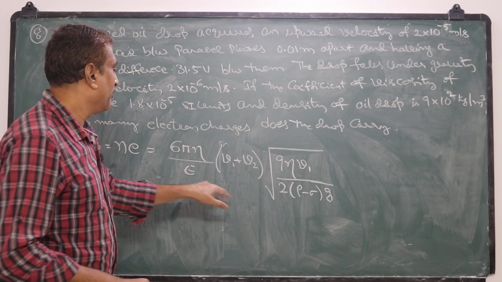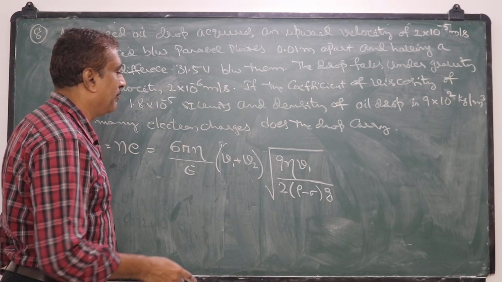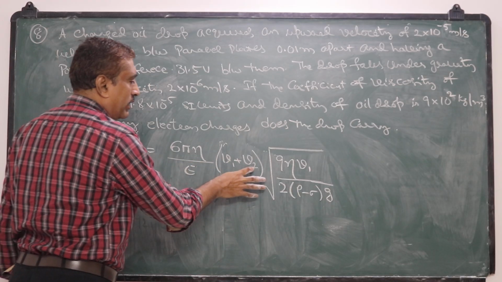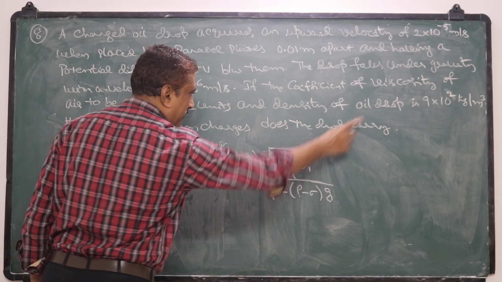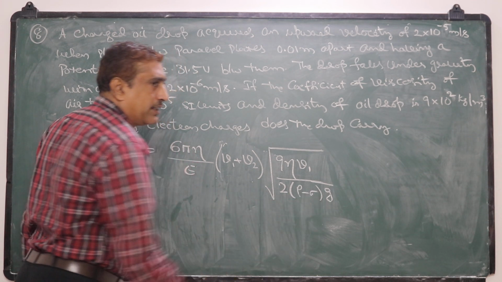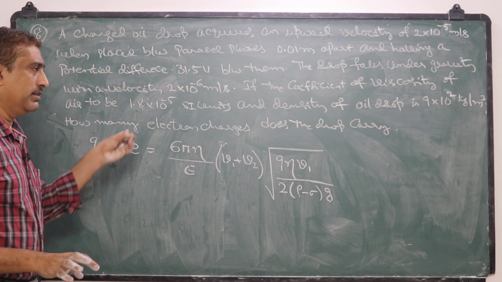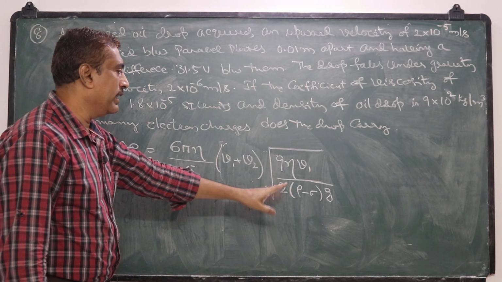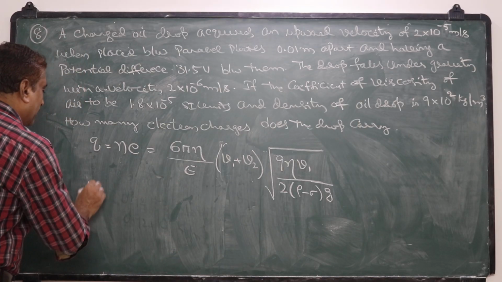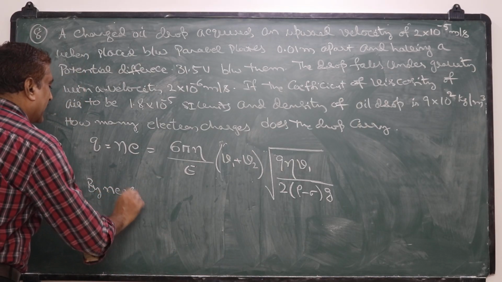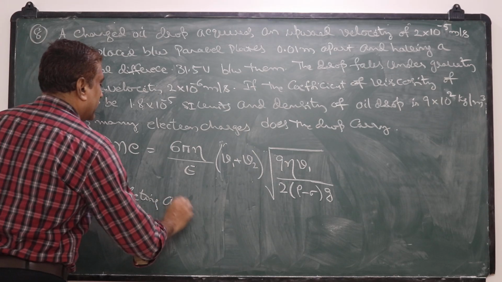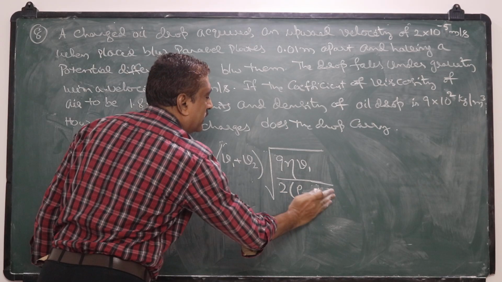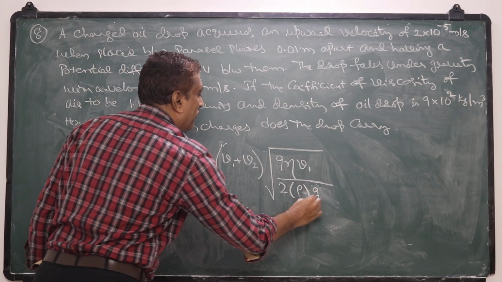Now in the given problem, E is given, eta is given, V1 and V2 are given, and G is 9.8. The density of the oil drop is given, but the density of air is not given, so we can neglect it because compared to the oil density it is very small. So by neglecting air density, this equation changes as rho minus sigma to rho into G.